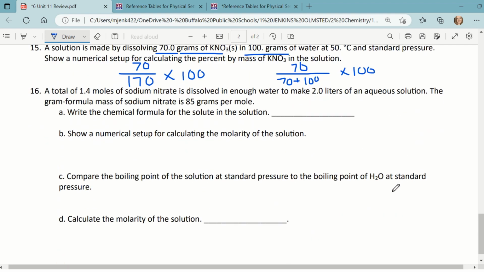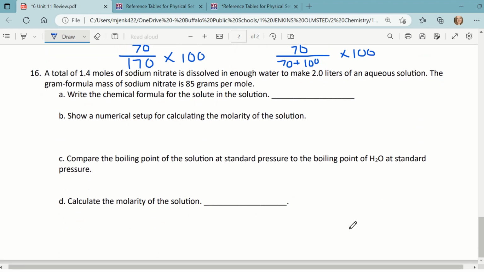Okay. All right, we're on our last question. A total of 1.4 moles of sodium nitrate is dissolved in enough water to make 2.0 liters of an aqueous solution. The gram formula mass of sodium nitrate is 85 grams per mole. Write the chemical formula of the solid. Well, it's sodium nitrate. Sodium is Na plus, nitrate from table E.